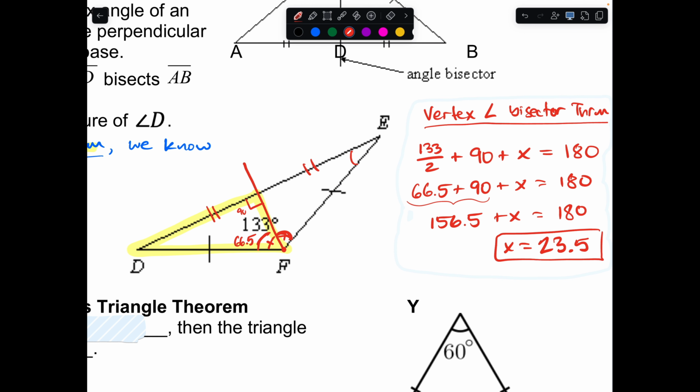This is 90 degrees. So in the yellow triangle, we have 66.5 plus 90 plus x, the angle we're looking for, is 180. Again, you can combine your like terms. 66.5 plus 90 is 156.5. If you subtract 156.5 from both sides of this equation, you'll get the same answer, 23.5.